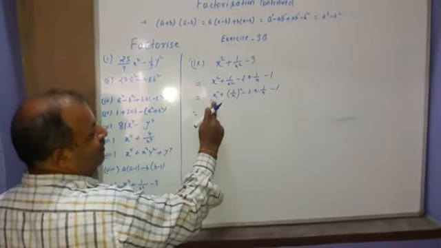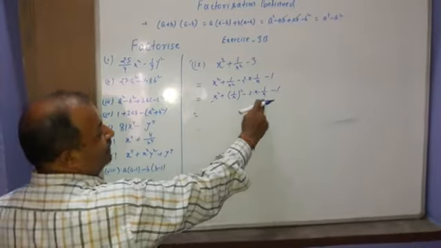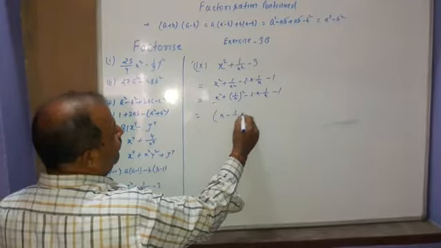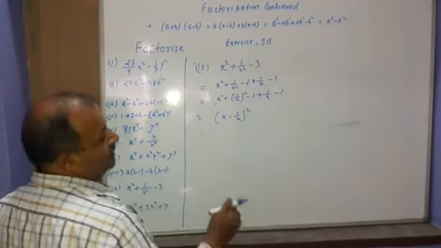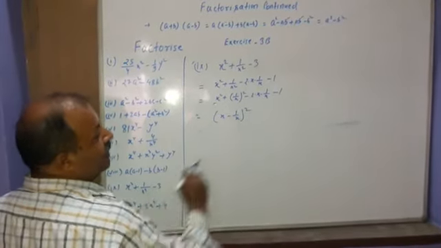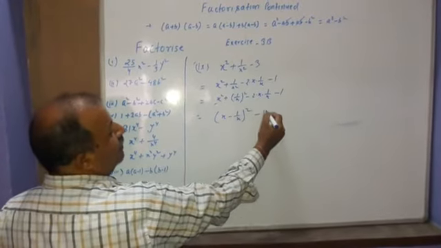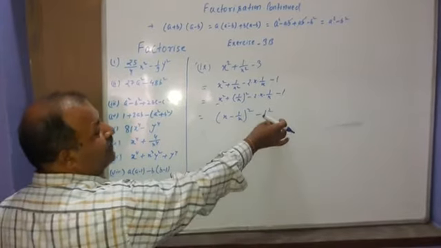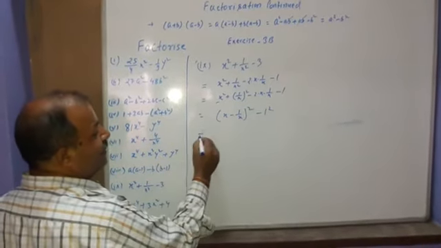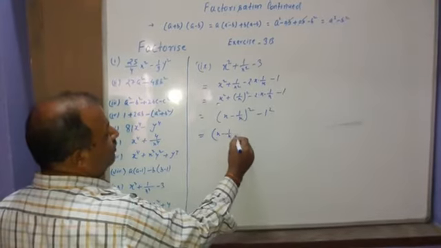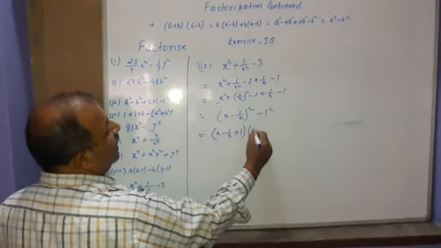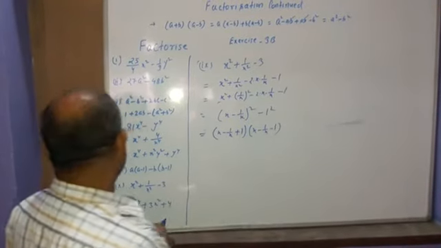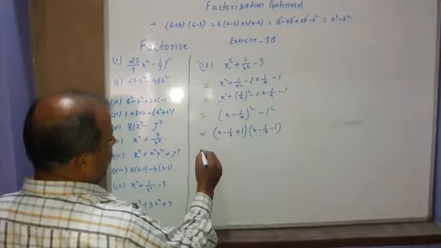Now it is of the form a square plus b square minus 2ab. Therefore we write x minus 1 by x, whole square, that is a square of a minus b. And here it is 1, which may be written as 1 square. Now it is of the form a square minus b square, and therefore it will be x minus 1 by x plus 1 and x minus 1 by x minus 1. Okay. Next, the 10th problem.